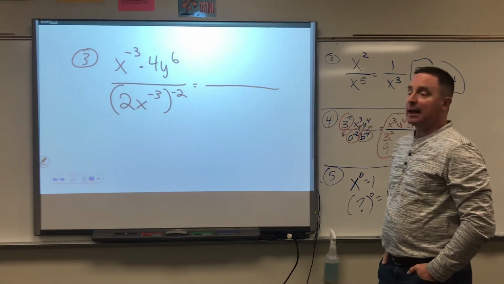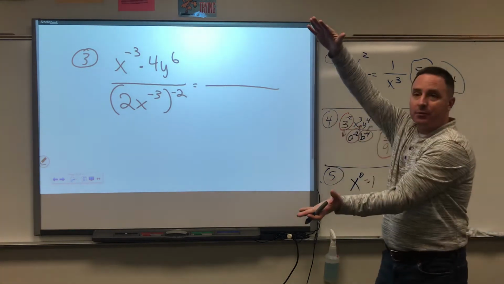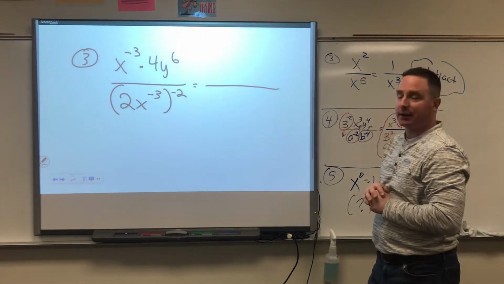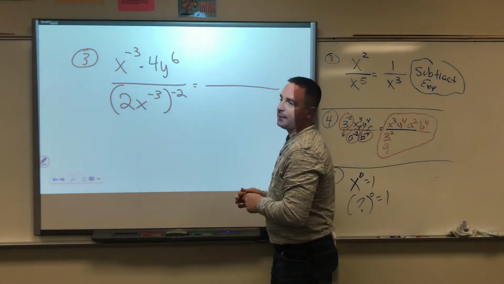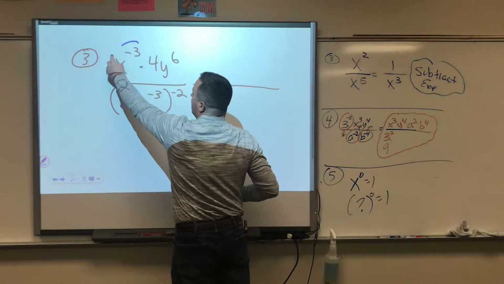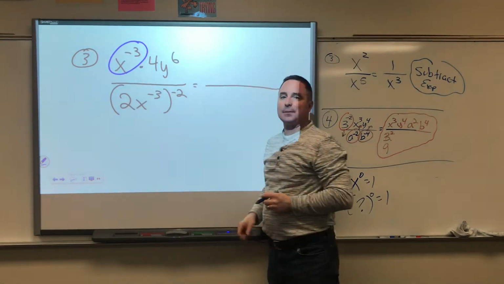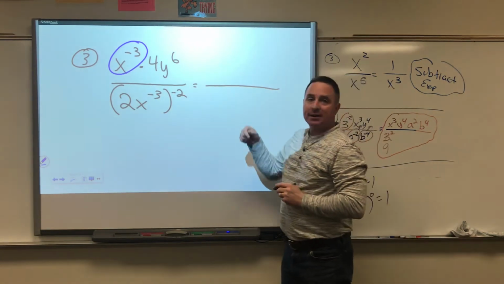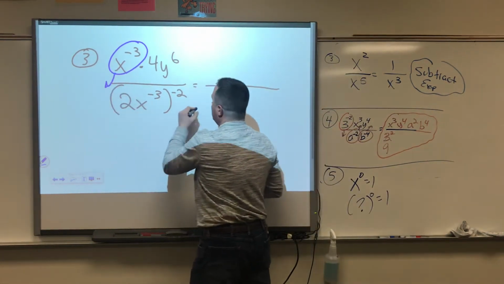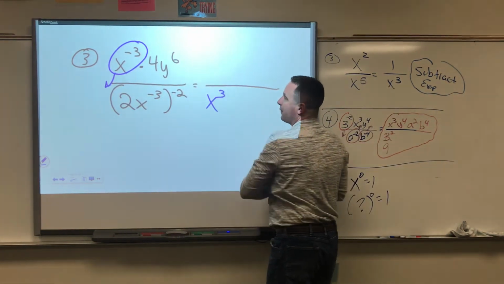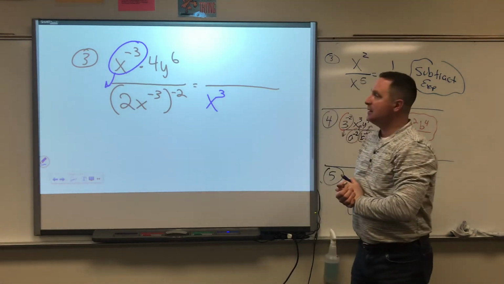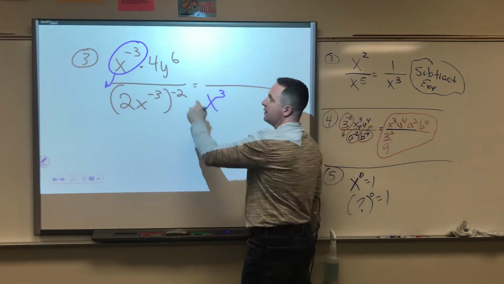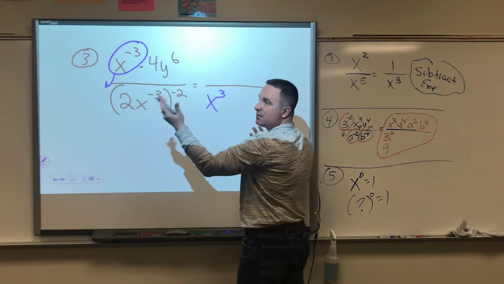So holy cow, how are we going to manage all of that stuff? Well, a lot of times when I see fractions like this, I'm going to do the numerator and the denominator separately. So I'm just going to look up here at the numerator. I see x to the minus 3rd. I see a negative exponent. Don't like it. Where does it have to go? It has to go down to the bottom, and it becomes x to the positive 3rd on the bottom. So that takes care of that one. 4y to the 6th, that's all good.